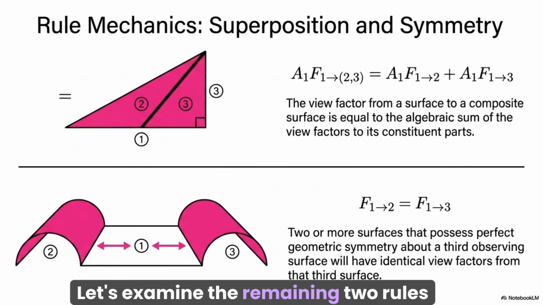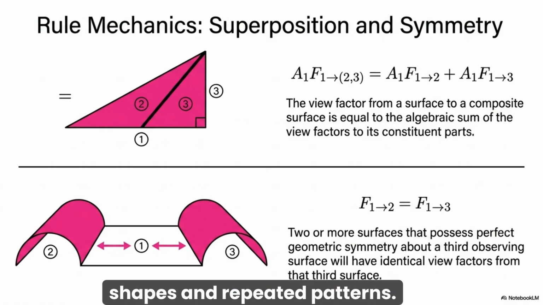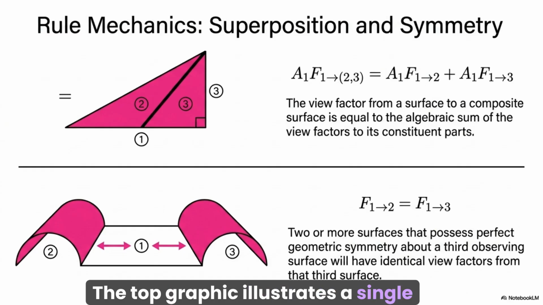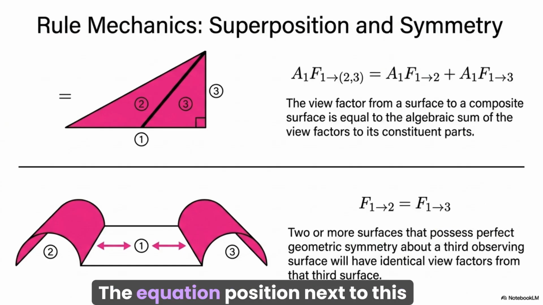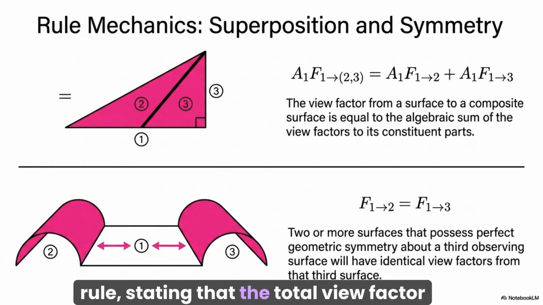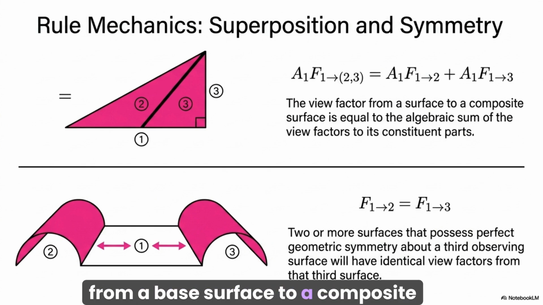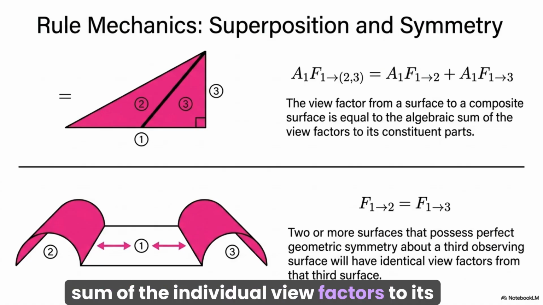Let's examine the remaining 2 rules in our toolkit, which deal with complex shapes and repeated patterns. The top graphic illustrates a single baseline surface interacting with a complex composite surface that is broken up into individual segments. The equation positioned next to this diagram defines the superposition rule, stating that the total view factor from a base surface to a composite surface is simply equal to the algebraic sum of the individual view factors to its constituent parts.